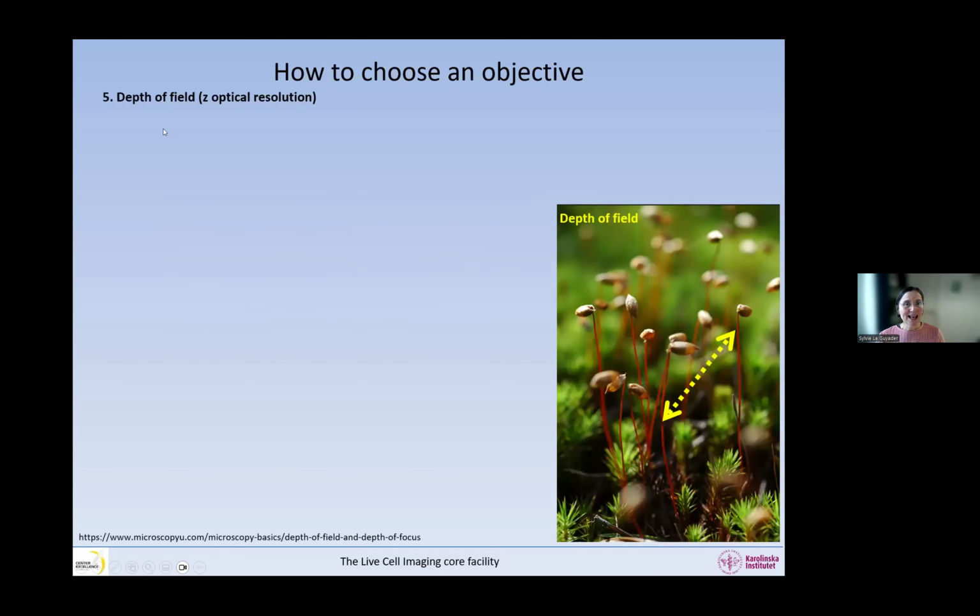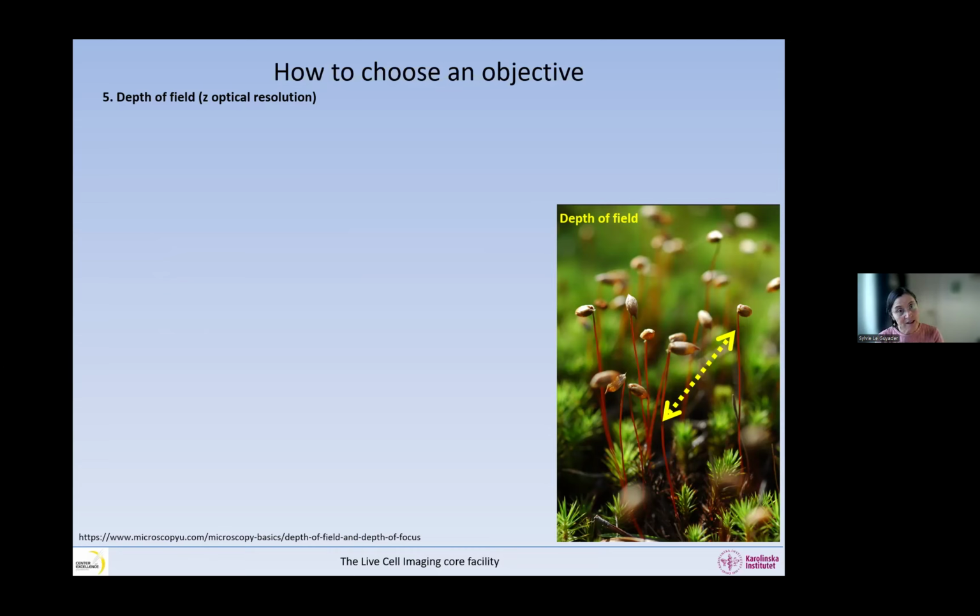So now the Z optical resolution, it's also called the depth of field. So what is the depth of field? It's a characteristic that is very well known in photography. When you have a photograph like this, and you can see these are little mosses in the Swedish archipelago, you can see the distance between this one here, which is very well in focus, and this one here that is also very well in focus. So these two are in focus, and what is the distance? This one is further away, so they are not in the same focal plane, but they are both in focus in the image.